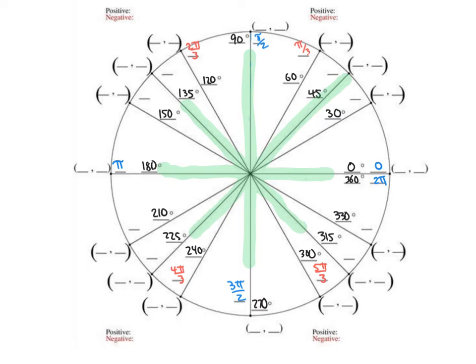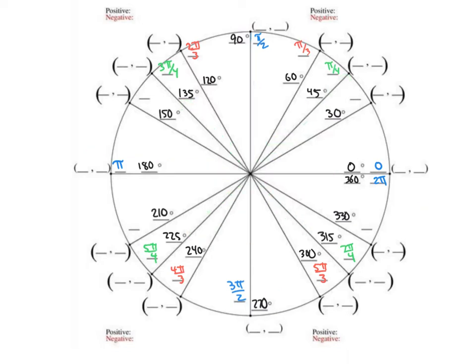So pi over 4 is the 45-degree angle. 2 pi over 4 reduces to pi over 2. 3 pi over 4 is our 135-degree angle. 4 pi over 4 reduces to pi. 5 pi over 4 is the 225-degree angle. 6 pi over 4 reduces to 3 pi over 2. 7 pi over 4 is our 315-degree angle. And 8 pi over 4 is the same as 2 pi.